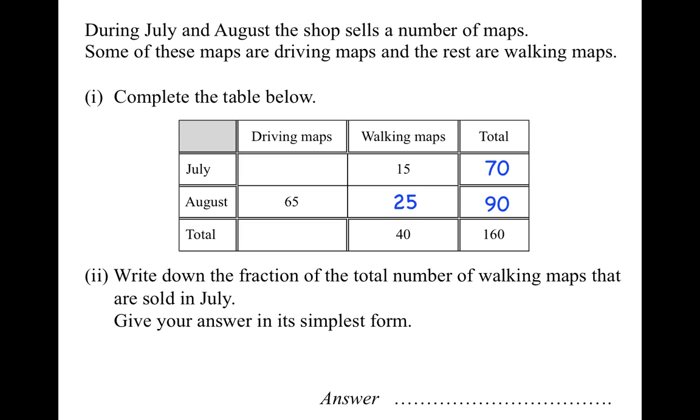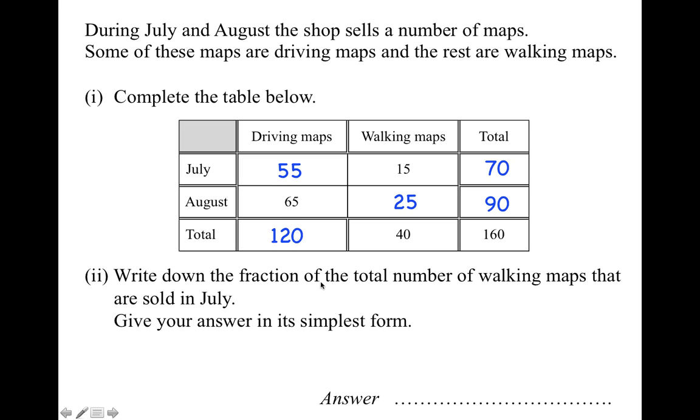July. Then we can fill in the gap for driving maps in July because we've got something plus 15 makes 70, so that something must be 70 minus 15, which is 55. And then finally we can add up the driving maps. 55 plus 65 makes 120, and then just to check, 120 plus 40 does indeed make 160.